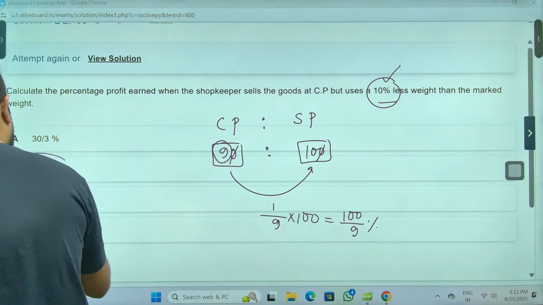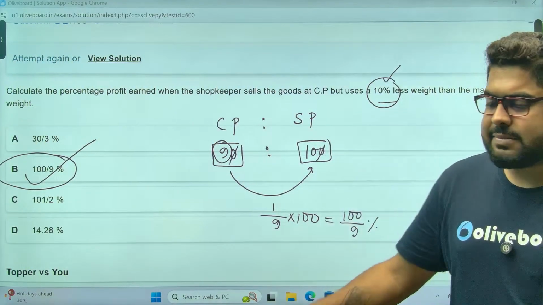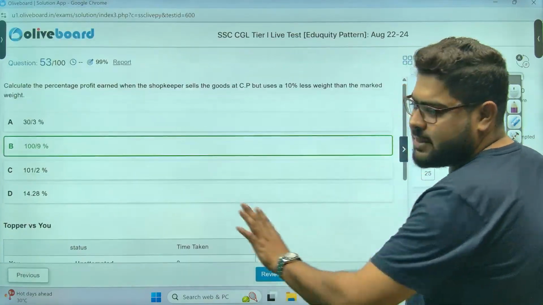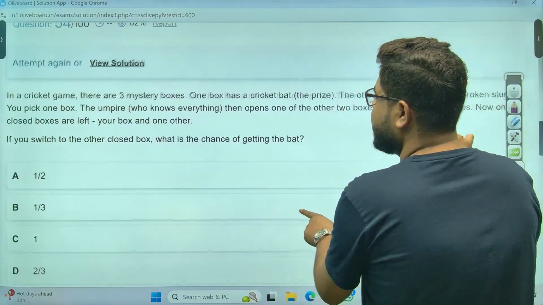Option number B, sir. Done. Again, very simple. First 3 questions. Again, sir, the max time is 2 minutes. That too is very big.